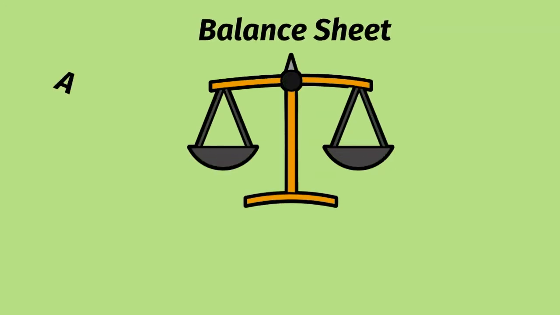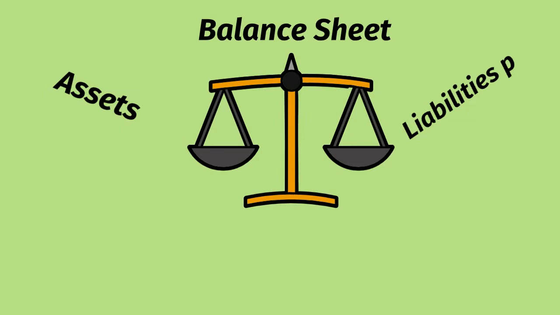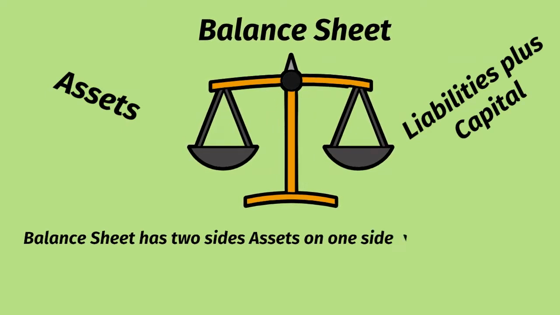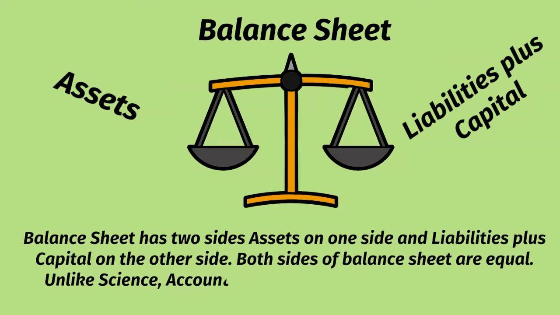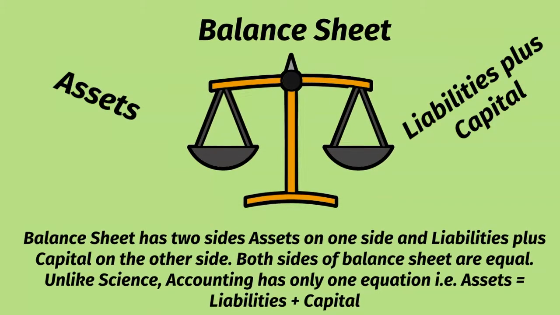Balance sheet. The balance sheet has two sides, assets on one side and liabilities plus capital on the other side. Both sides of the balance sheet are equal. Unlike science, accounting has only one equation, that is, assets is equal to liabilities plus capital.